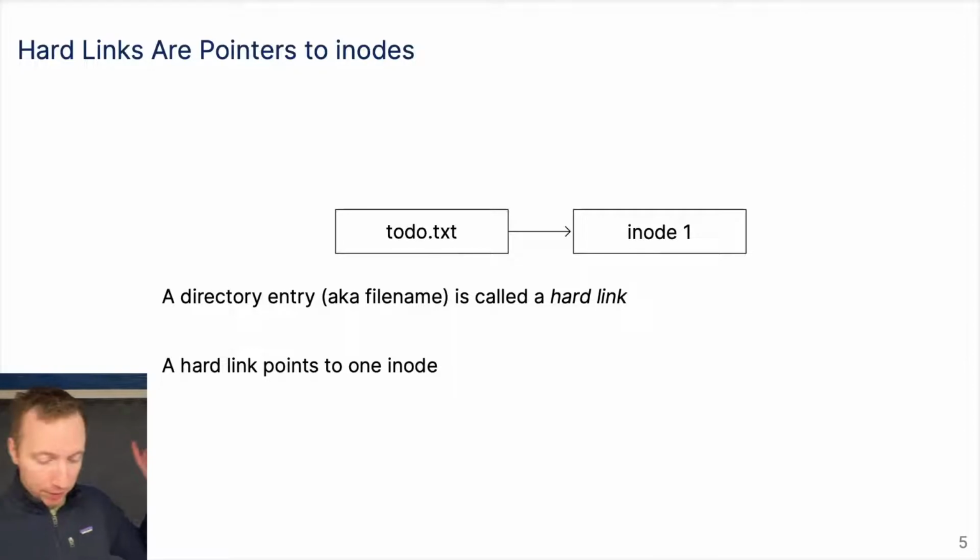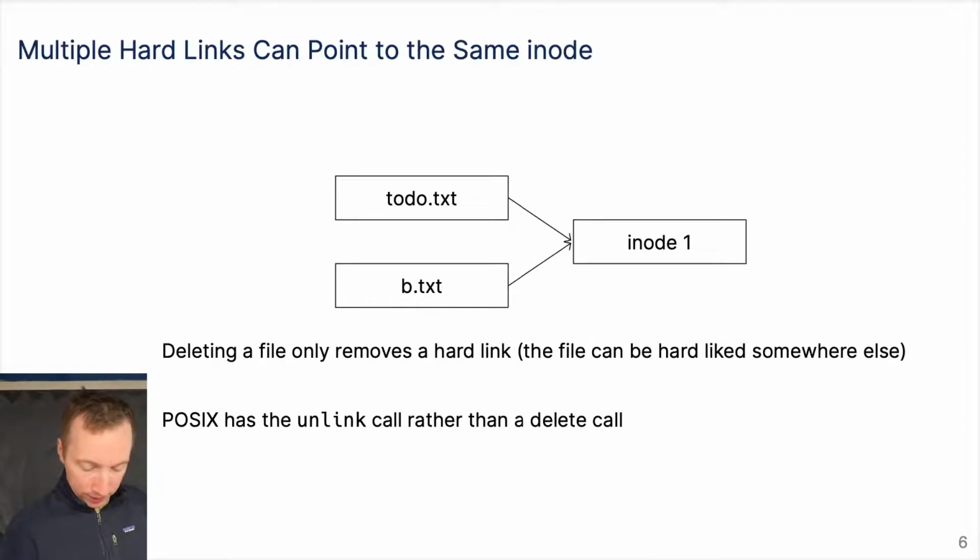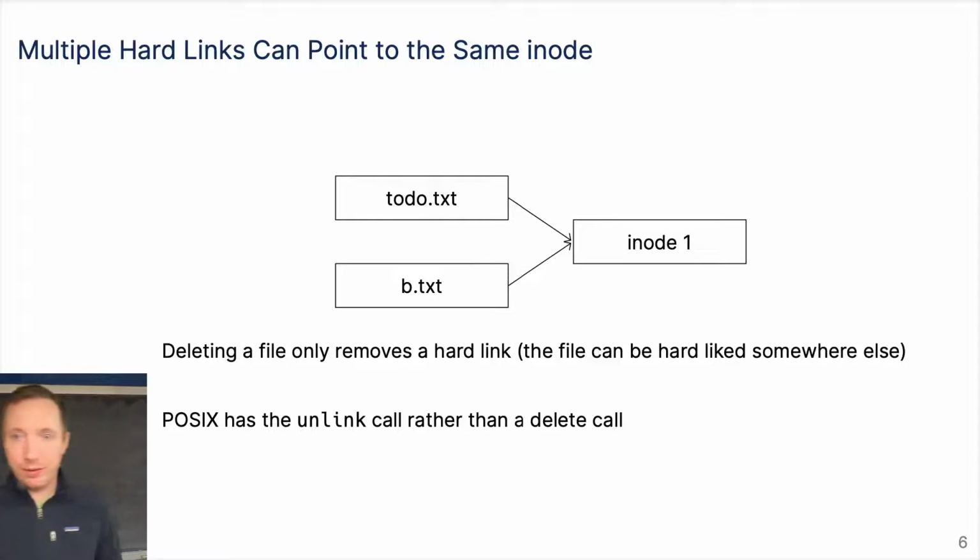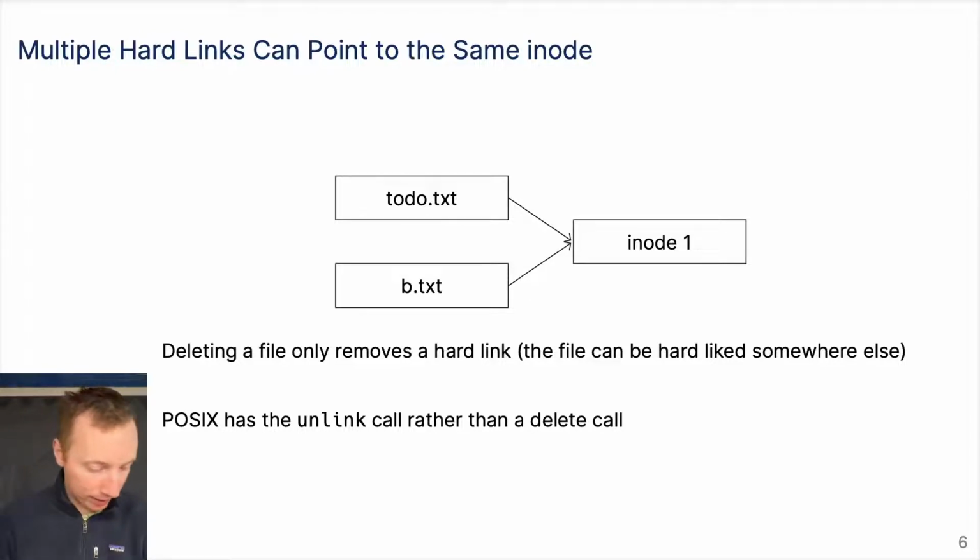A hard link points to one inode, but you can actually create multiple hard links. So we can have to-do.txt, which would be assigned an inode, some long number. But we can also create another name that points to that same inode. And deleting a file doesn't actually delete the contents of the inode. It just removes a name, and that's all it does.